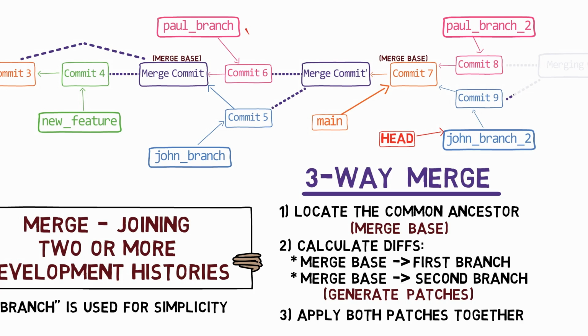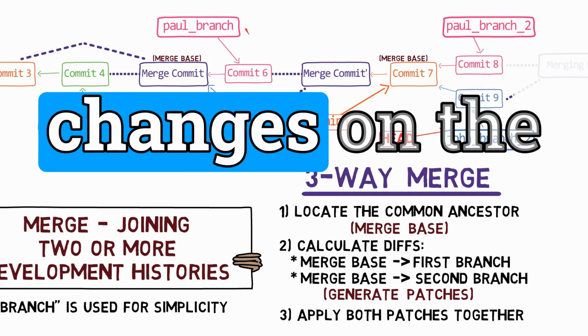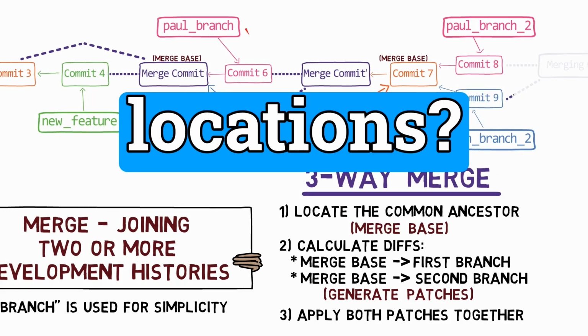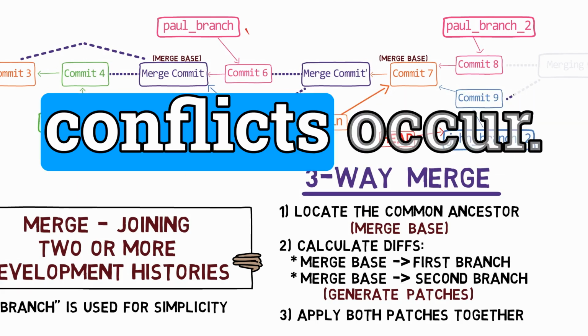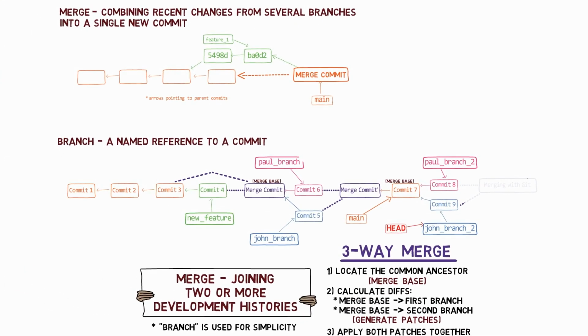As we've seen, this process is quite straightforward on simple cases, but what happens when the two branches include changes on the same files and on the same locations? That's where merge conflicts occur. We'll devote the next video to merge conflicts, what they are, when and how Git can automatically resolve them in some cases, and what to do in cases where Git needs our help. So in the video after that, we'll explore Git rebase.